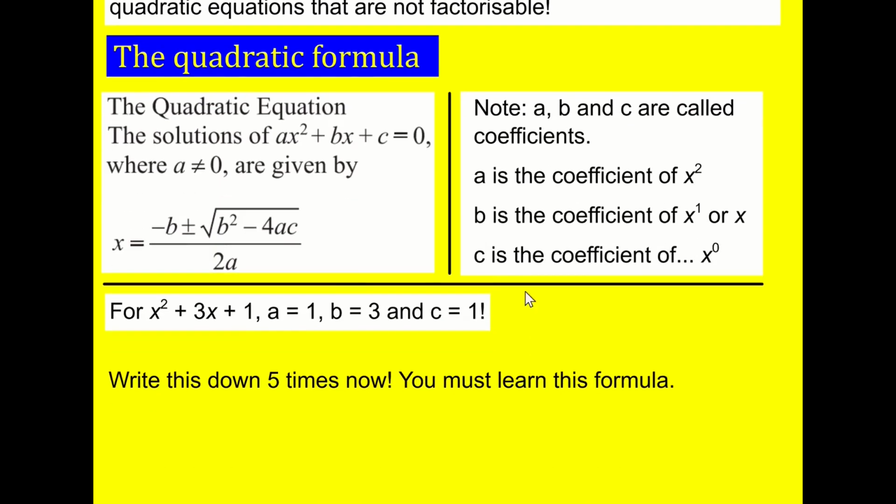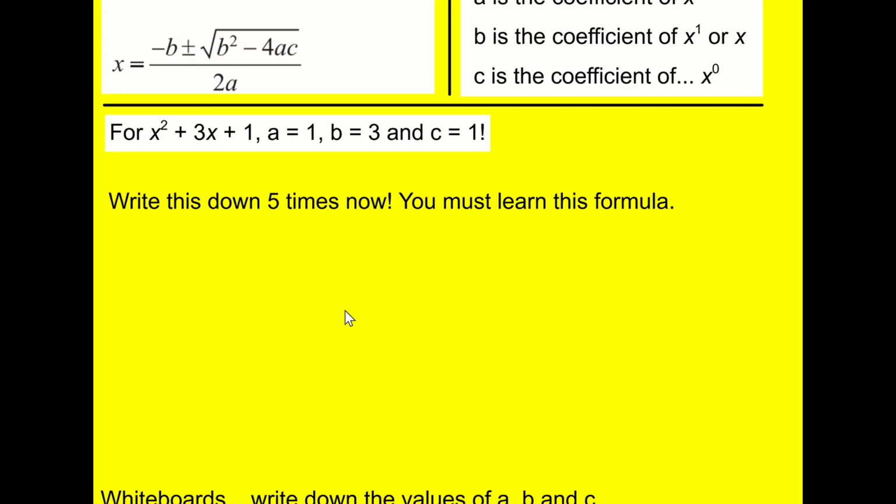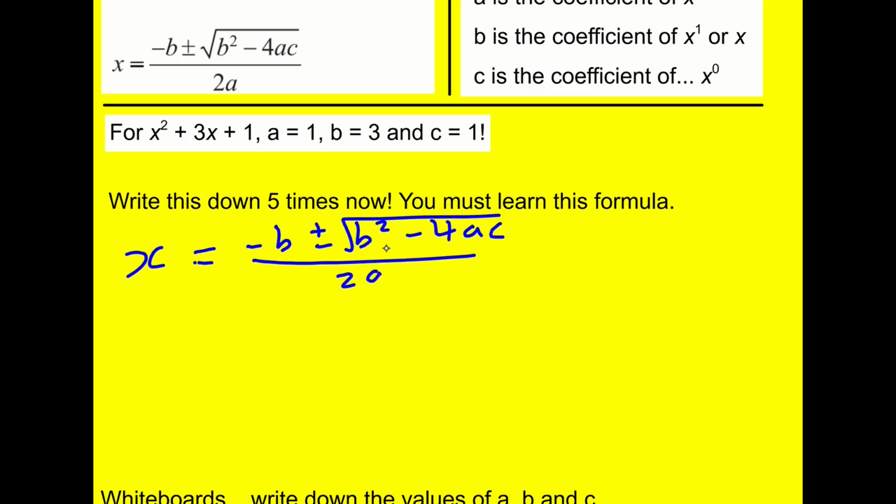So I want you to write this formula down 5 times. I mean, it's going to take more than 5 times to remember it forever, but it's a good start. I'm going to do it as well, so do it along with me. X equals minus b plus or minus the square root of b squared minus 4ac, all over 2a.